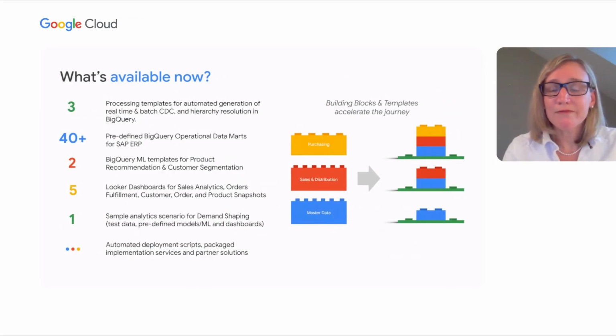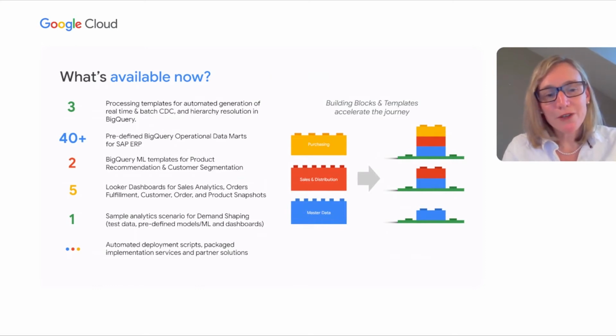So let's take a look at some of the building blocks that are part of the Google Cortex framework. What's available now? Well, we're providing processing templates to automate and handle things like real-time and batch change data capture. We're solving a lot of the challenges that traditionally have presented themselves around things like SAP hierarchy resolution within Google BigQuery. We're providing more than 40 pre-delivered data marts that you can pull off the shelf and get started that take a lot of the work out of managing data from the complexities of SAP environments and having those data models ready to run within BigQuery.